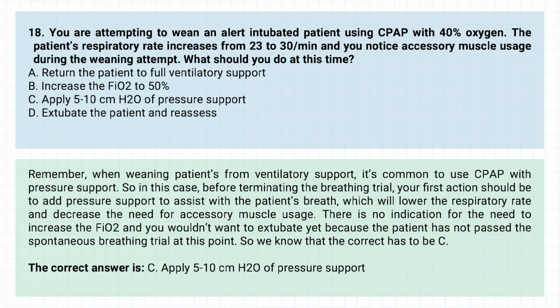Remember, when weaning patients from ventilatory support, it's common to use CPAP with pressure support. So, in this case, before terminating the breathing trial, your first action should be to add pressure support to assist with the patient's breath, which will lower the respiratory rate and decrease the need for accessory muscle usage. There is no indication for the need to increase the FiO₂, and you wouldn't want to extubate yet because the patient has not passed the spontaneous breathing trial at this point. So we know that the correct answer has to be C. Apply 5 to 10 of pressure support.